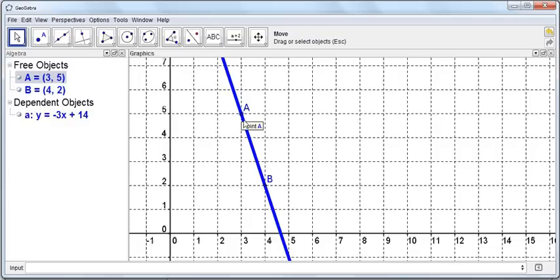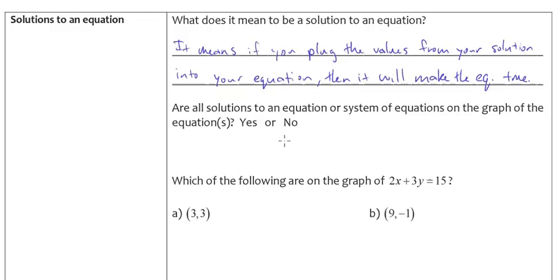Depending on how you think of it, this line is made up of all of the different solutions. There's an infinite number of solutions here. Each of the infinite number of points on this line is a solution to this equation. The equation and the line really are the exact same thing, just different representations of the same information. It might be here in its equation form or over here graphically, but they are the same thing. So yes, every solution to this equation is on this line. A resounding yes.